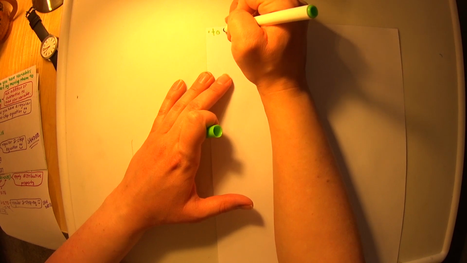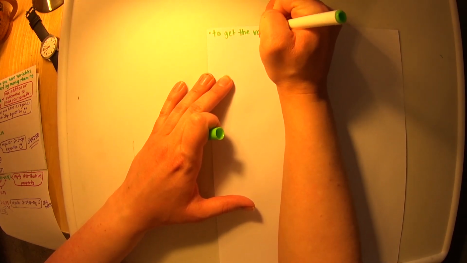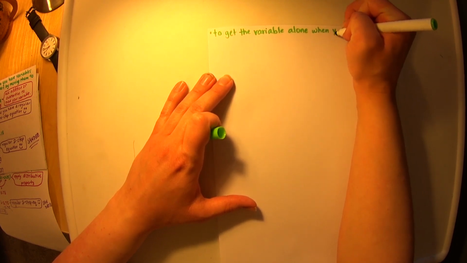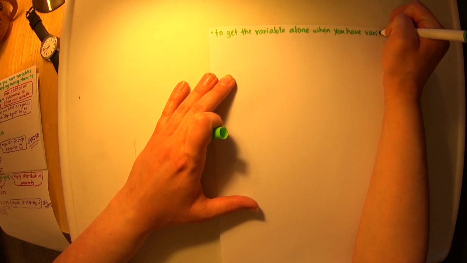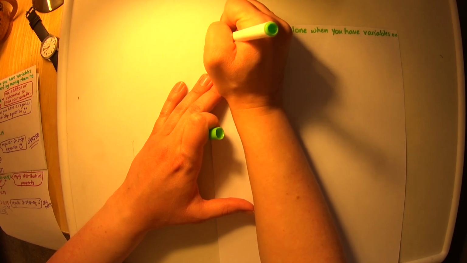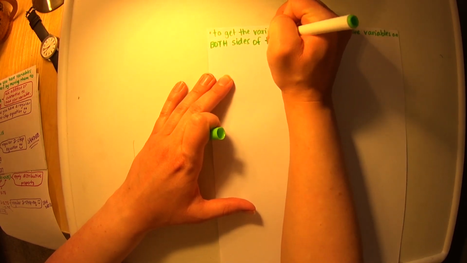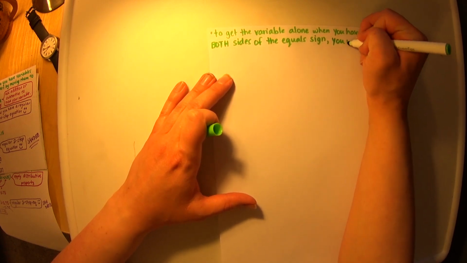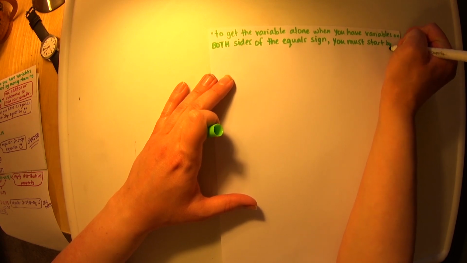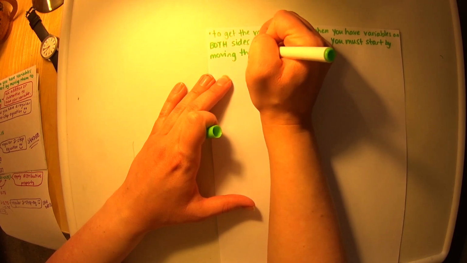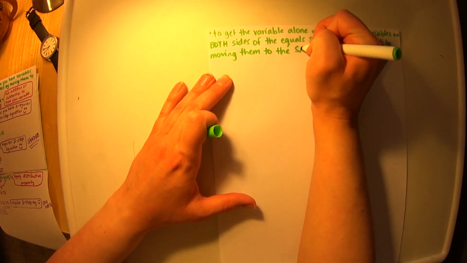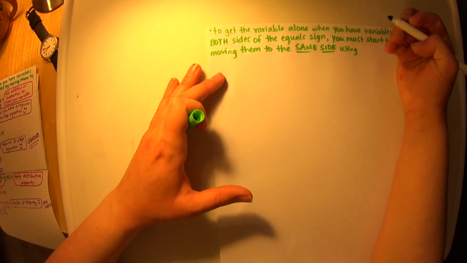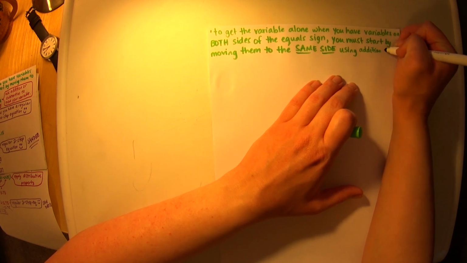To get the variable alone when you have variables on both sides of the equal sign, you must start by moving them to the same side using addition or subtraction.